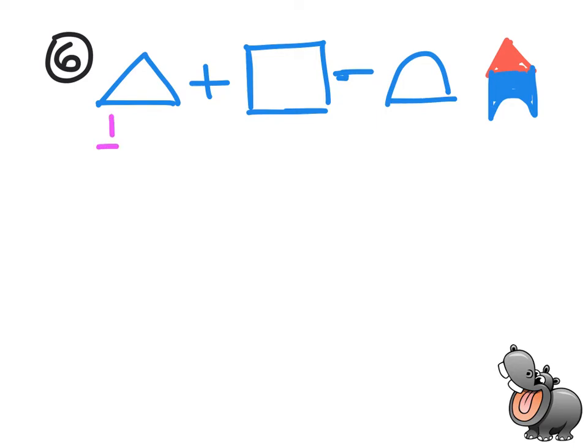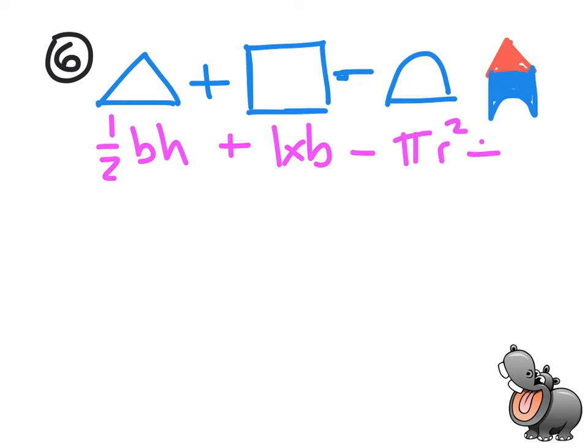How do you work out the area of a triangle? Half base times the height. How do you work out the area of a square? L times B. How do you work out half a circle? Pi r squared divided by 2.